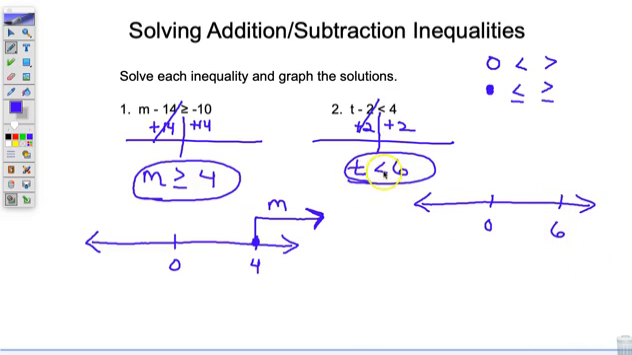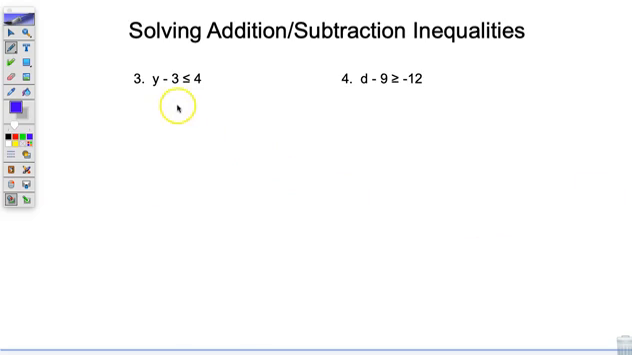Since t, our answer, is less than 6, I'm going to draw an open circle at 6, and then all of the answers would be to the left of 6 this time. So in other words, t could lie somewhere along this line and move into infinity towards the left of 6. However, because we have an open circle here, the answer does not include 6. Let's try a few more.